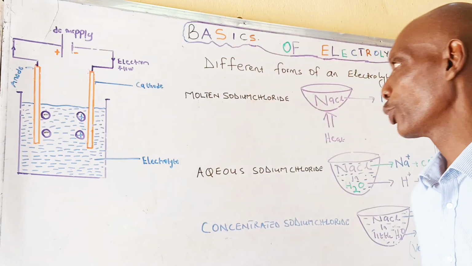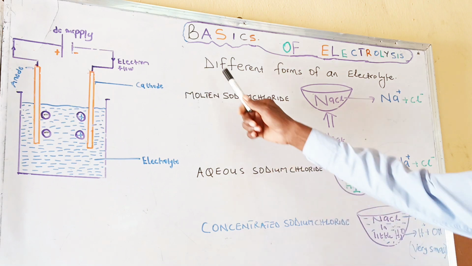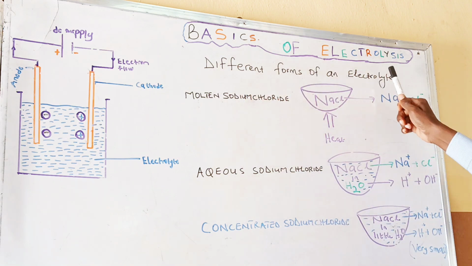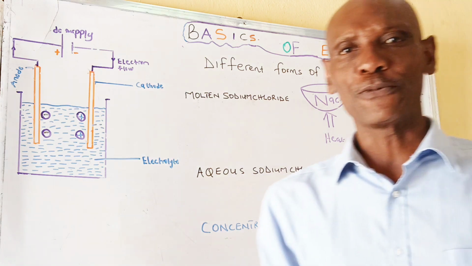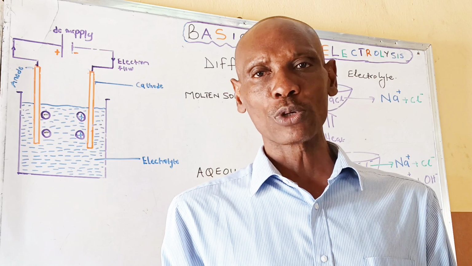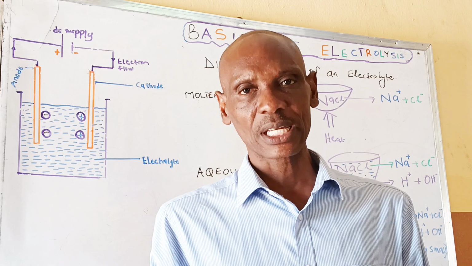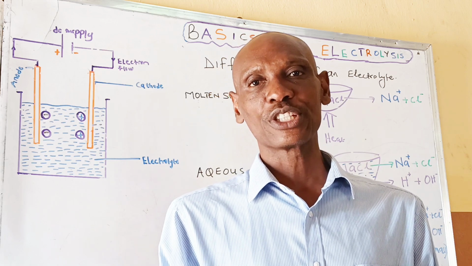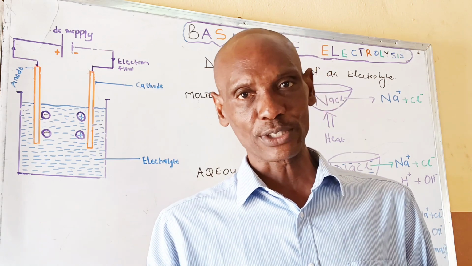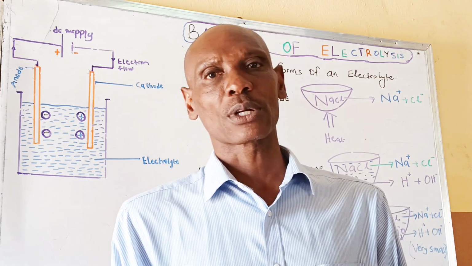Welcome back to the second in the video series of basics of electrolysis, where we shall be looking at the different forms of an electrolyte. In the first video, we've established that an electrolyte is a compound in either the molten or aqueous form that allows current to flow through it. And we looked at kitchen salt when melted or dissolved in water as an example of an electrolyte.